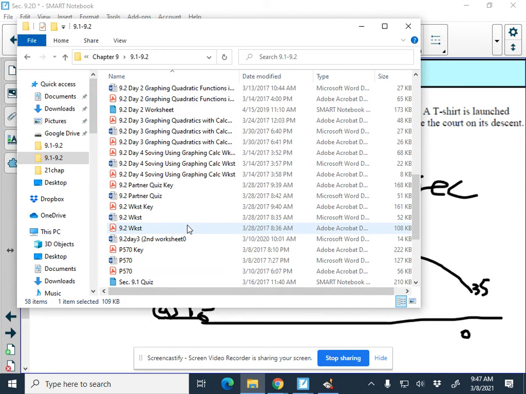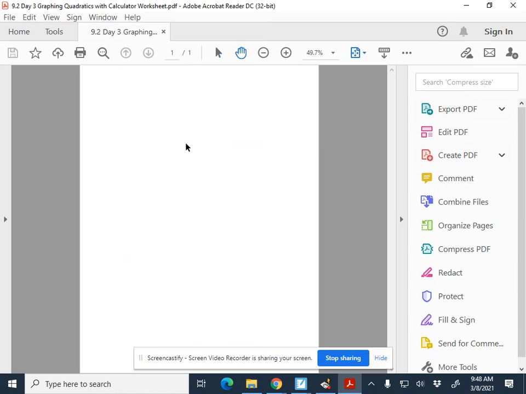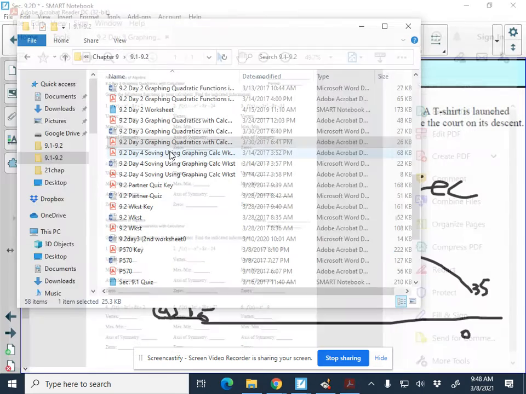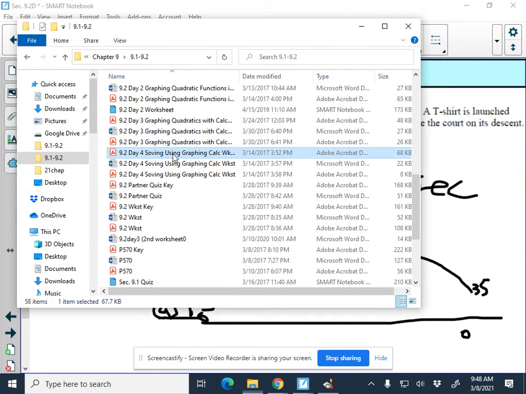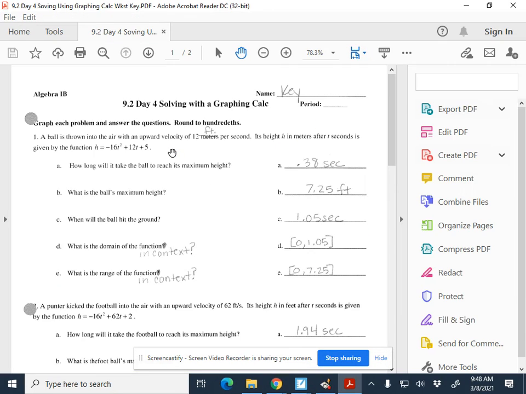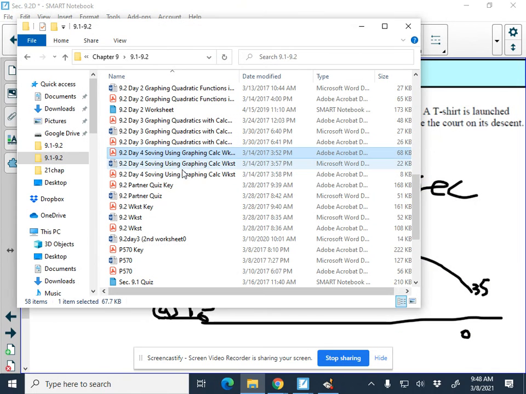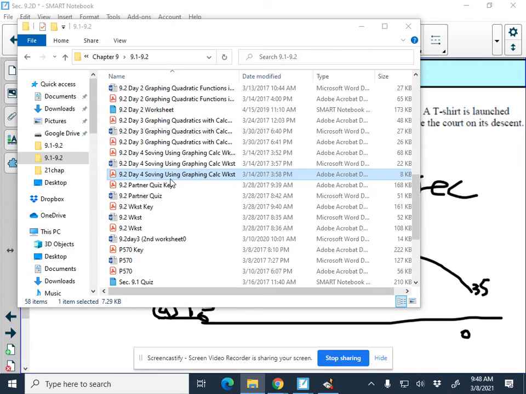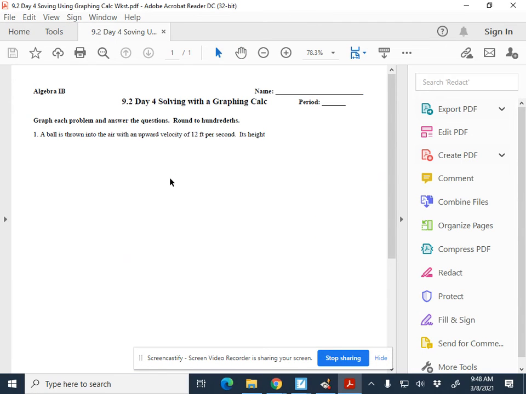Okay, there should be a worksheet on here. 9.2 day 3 is, I think, the worksheet you should have. No, 9.2 day 4. And that's it, but that's not the one I want. 9.2 day 4, I don't want the one with the answers. So I want to do one of these.